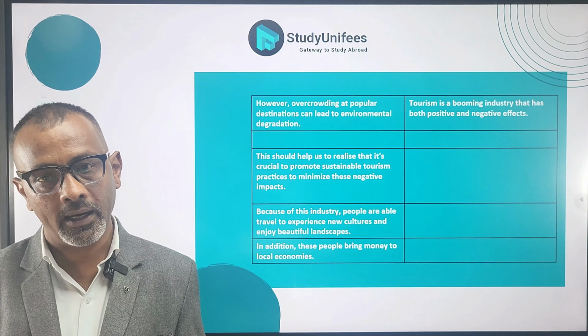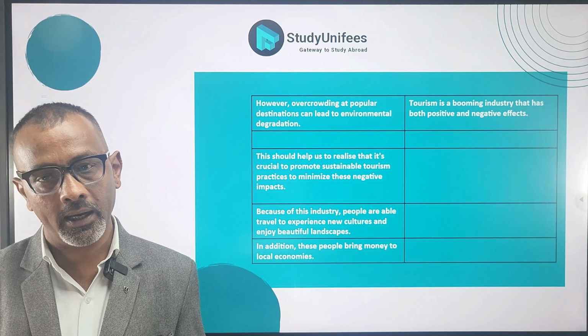Now, we will look for a follow-up to this sentence. Let's read the second sentence. Because of this industry, people are able to travel to experience new cultures and enjoy beautiful landscapes. The word people in the second sentence has a very nice follow-up in the fifth sentence on the right column. These people is a follow-up to people are able to travel to experience new cultures and enjoy beautiful landscapes. So, we will put the last sentence in the third slot.